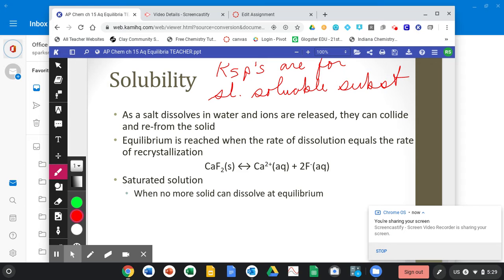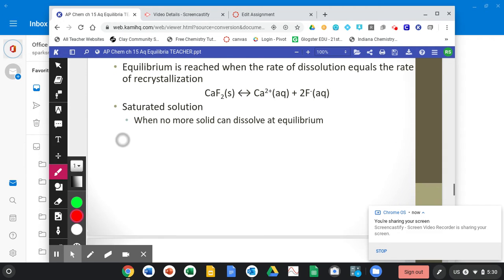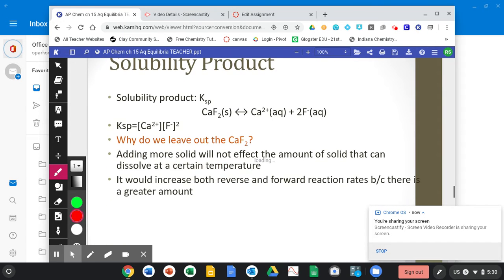Ksps are for slightly soluble substances. As the salt dissolves in water and ions are released, they can collide and reform the solid. Equilibrium is reached when the rate of dissolution equals the rate of recrystallization. And again, these are usually made for slightly soluble substances. A saturated solution means that no more solid can be dissolved at equilibrium.